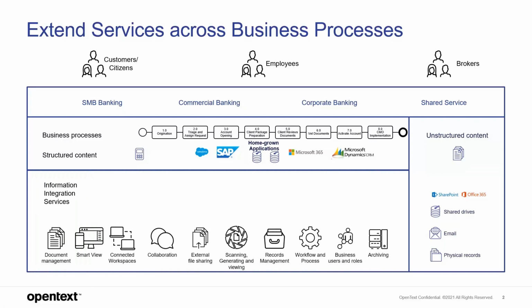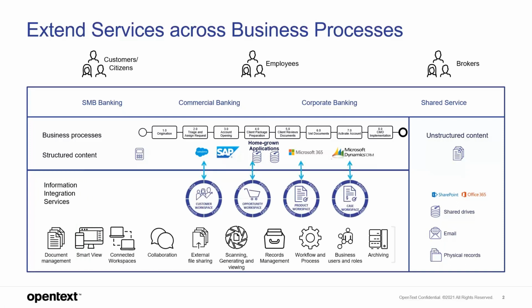OpenText brings together these information assets in a centralized, standardized system through our information integration services, thus enabling organizations to address their costs and risks while making those same business and transactional assets available to the business user within the line of business application they use to perform their day-to-day activities.